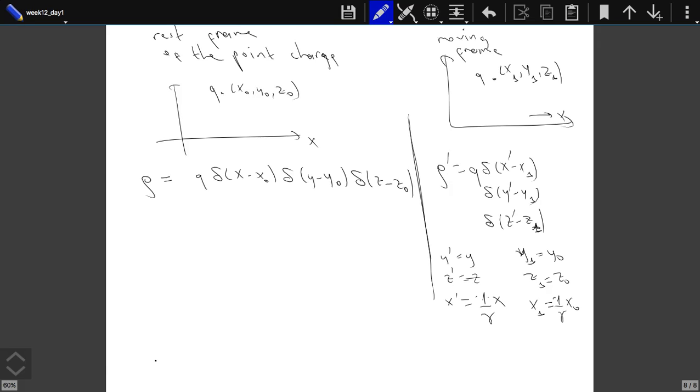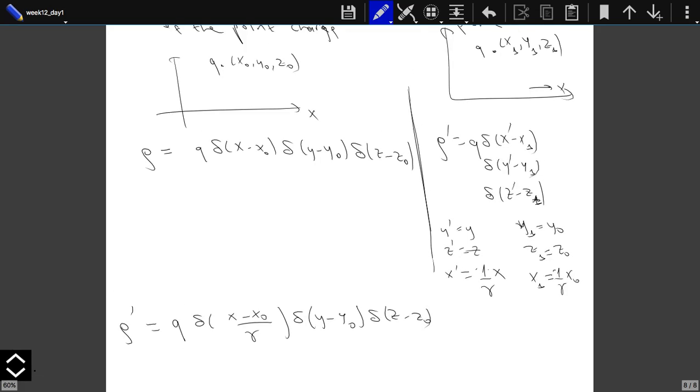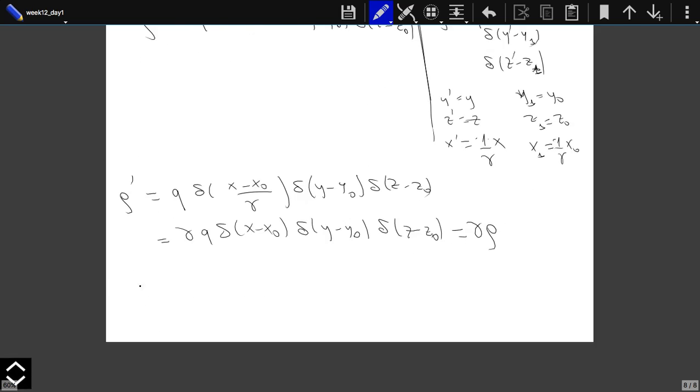This is rho prime. Now rho prime is equal to q Dirac delta of x minus x0 over gamma, y minus y0, z minus z0, which is gamma q Dirac delta of x minus x0, y minus y0, z minus z0, so it's gamma times rho. It is still multiplied by gamma, even for a point charge. The reason is not that q changes, it's just that the coordinates change. That's why here I use the fact that Dirac delta of x minus x0 over gamma is gamma times Dirac delta of x minus x0.